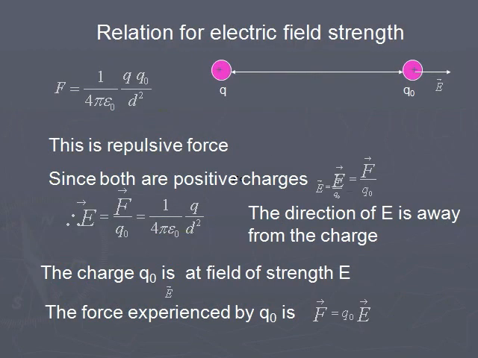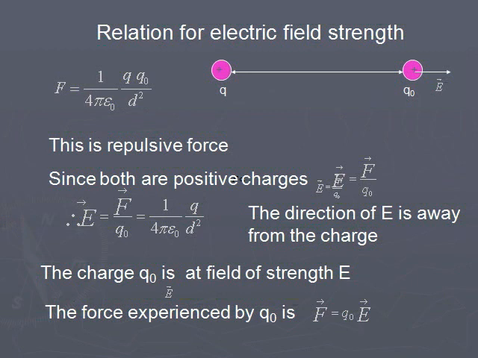Let us derive a relation for electric field strength. Let us suppose the test charge Q0 is at a distance d from a point charge +Q. Then a repulsive force exists between these two charges. From Coulomb's law, this repulsive force F is given by 1 by 4 pi epsilon naught Q Q0 by d square. This is repulsive because both charges are positive.